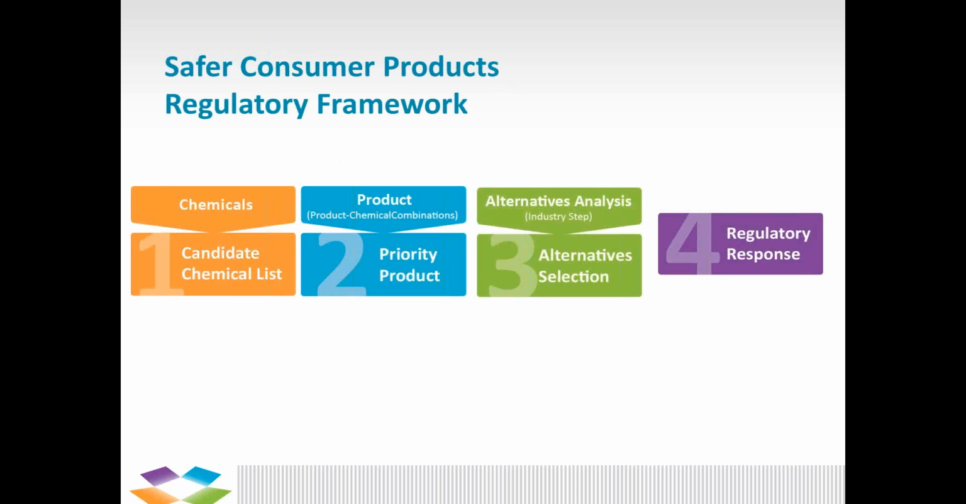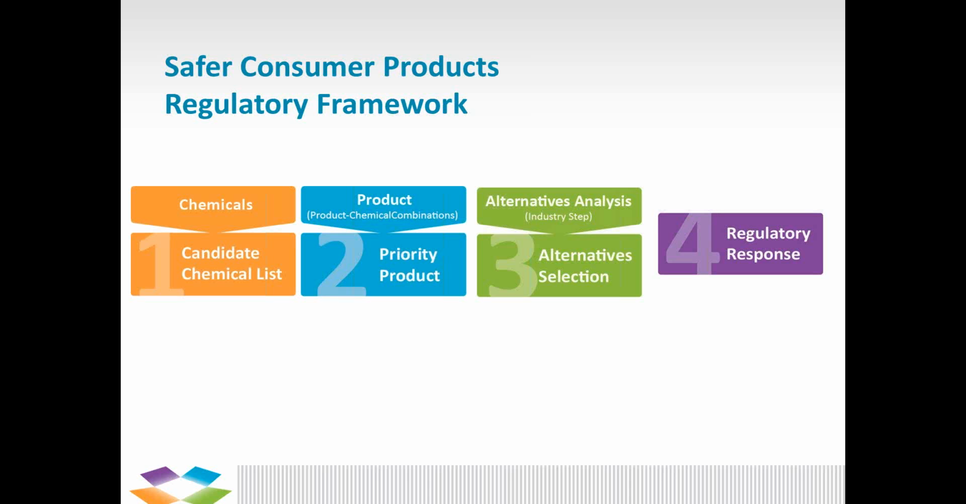Basically, I know many of you are familiar that the California Safer Consumer Products Program is implementing regulations that were finalized in 2013 at the behest of our California legislature. And the regulations are really divided into four key components.